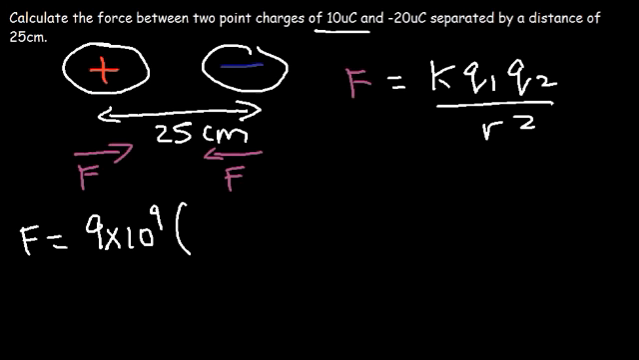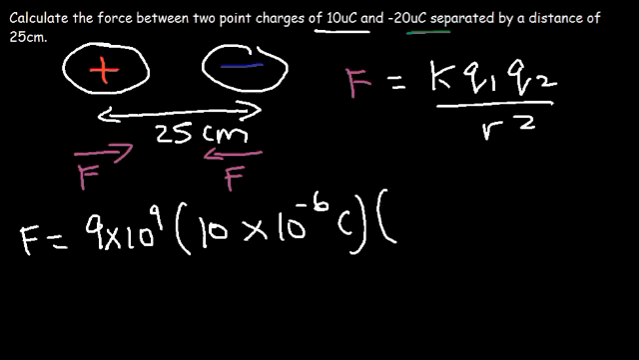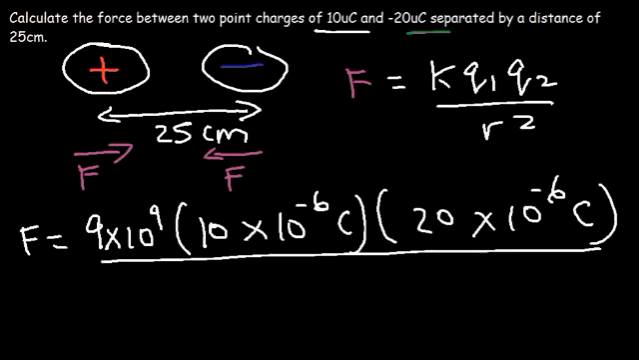10 microcoulombs is simply 10 times 10 to the minus 6 coulombs. So just replace the micro part with 10 to the negative 6, and it should be fine. Q2, which is negative 20 microcoulombs, that's going to be 20, and then add 10 to the negative 6 to it. So 20 microcoulombs is the same as 20 times 10 to the negative 6 coulombs. For this equation, don't worry about the negative sign.